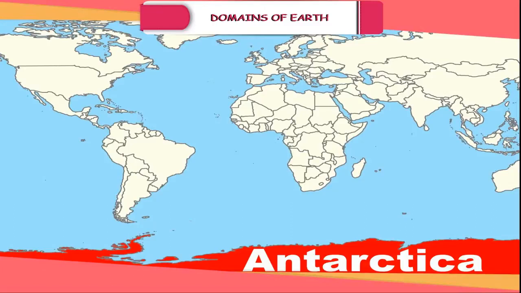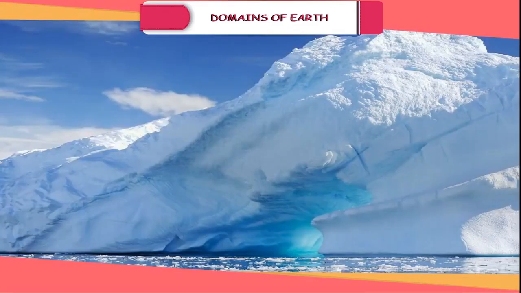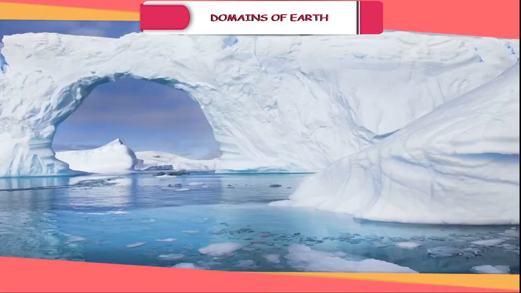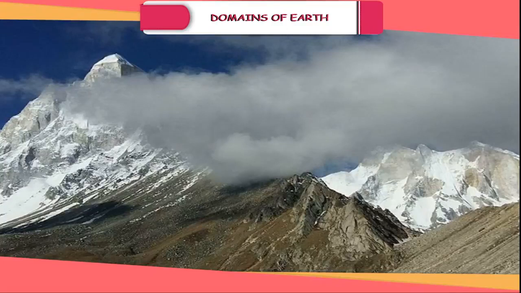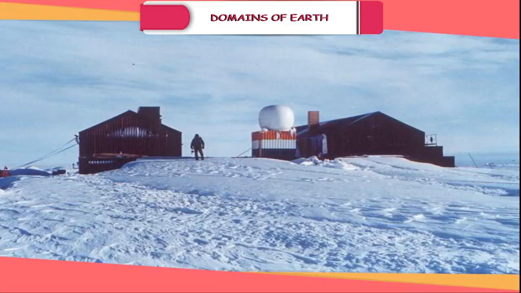Antarctica. It lies completely in the southern hemisphere. The South Pole lies almost in the center of the continent. It is permanently covered with thick ice sheets as it is located in the South Polar region. There are no permanent human settlements. Many countries have research stations in Antarctica. India also has research stations there, namely Maitri and Dakshin Gangotri.